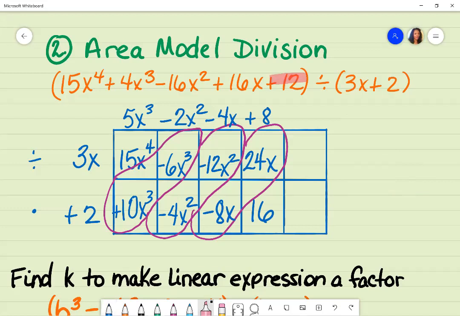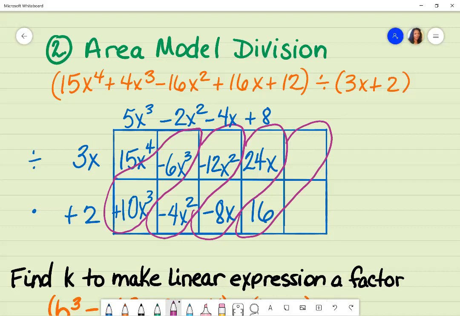However, I'm looking for a 12. So I have to continue. Really, I'm finished dividing because once my exponent here, my x to the first power, and this one are the same, that means I'm finished with the division part. Now anything else over here, that's my remainder. So 16 plus what will give me 12? Or working backwards, 12 minus 16 is negative 4, right?